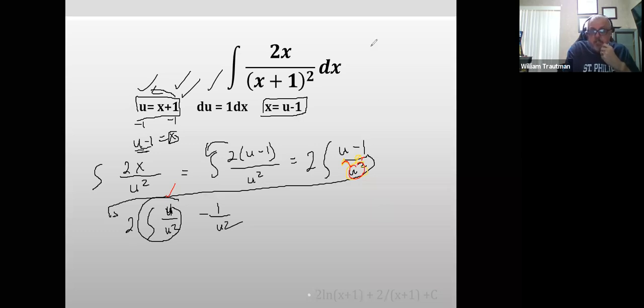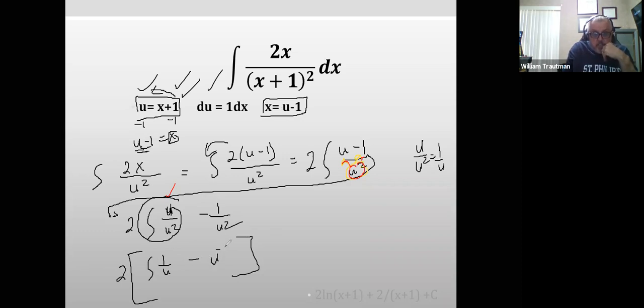But give me a second. I'm trying to see what happened here. There it goes. So if you look at this, do you see how I have a u and a u squared? Well, one of them cancels. U divided by u squared equals 1 over u. Minus, and I'm going to bring this u to the top, u to the negative 2.